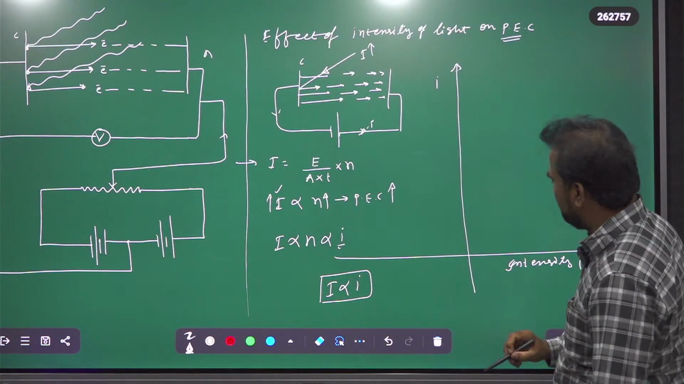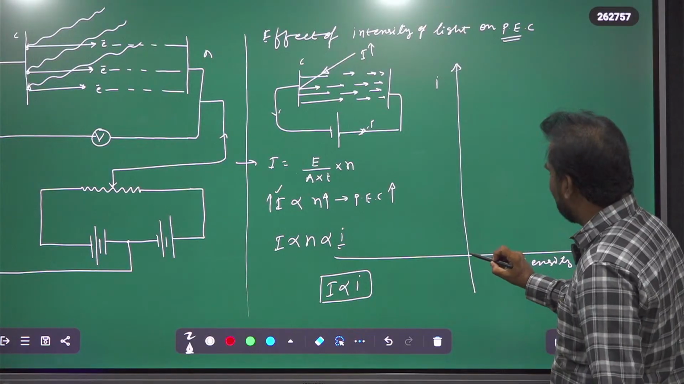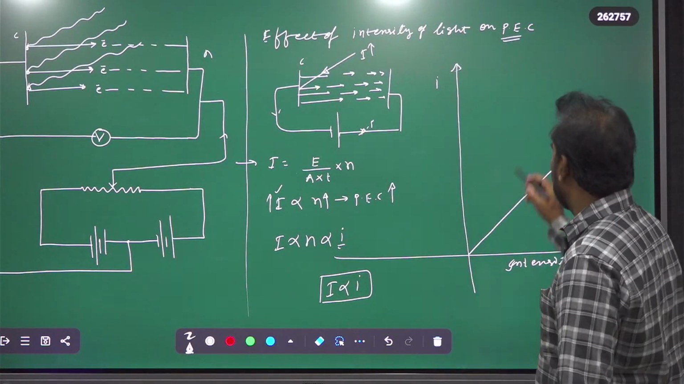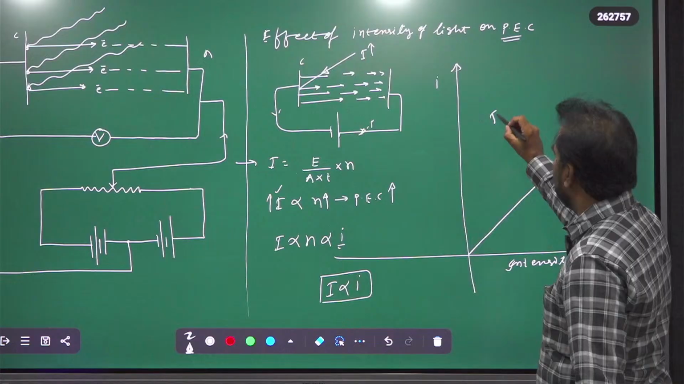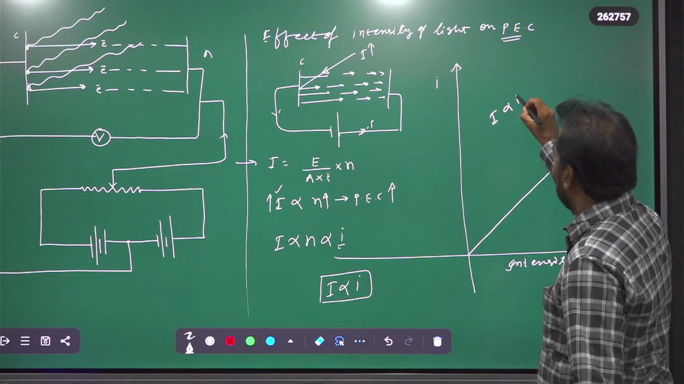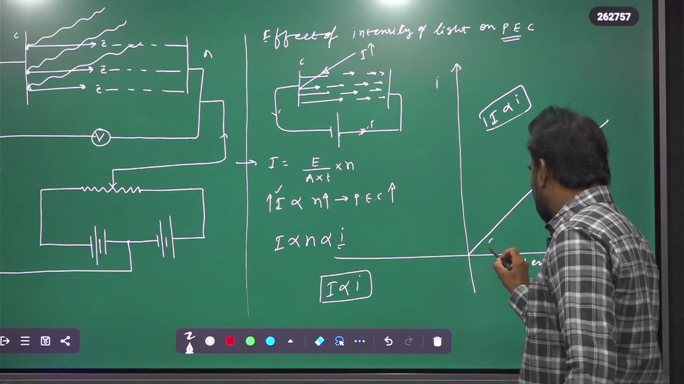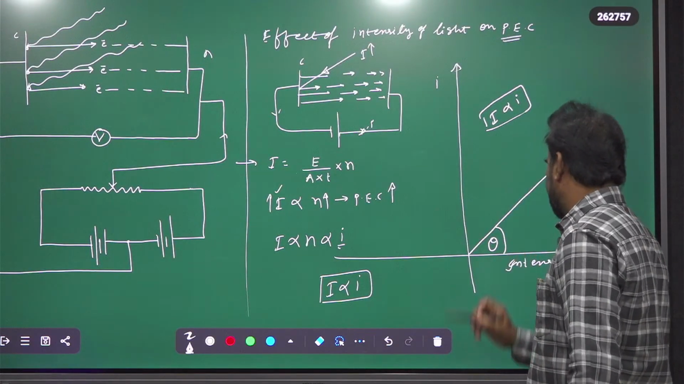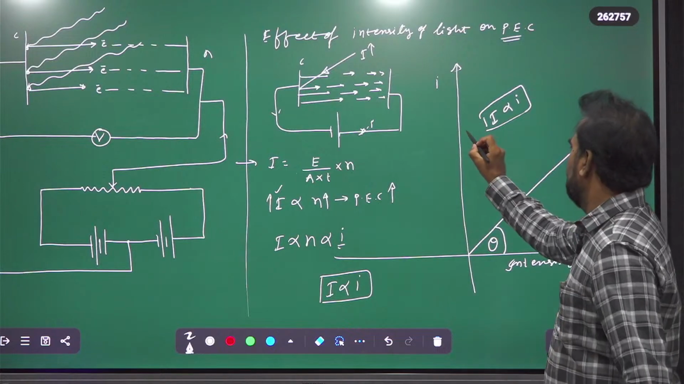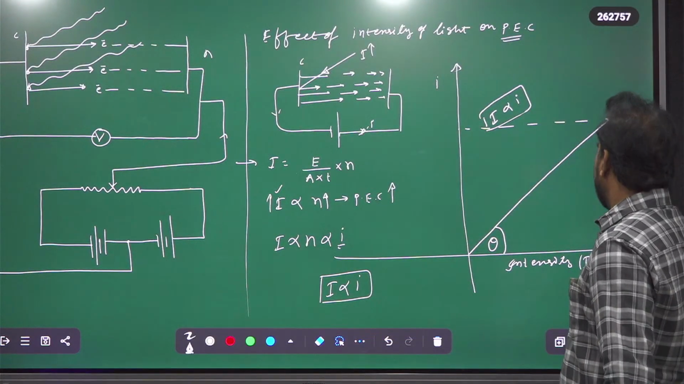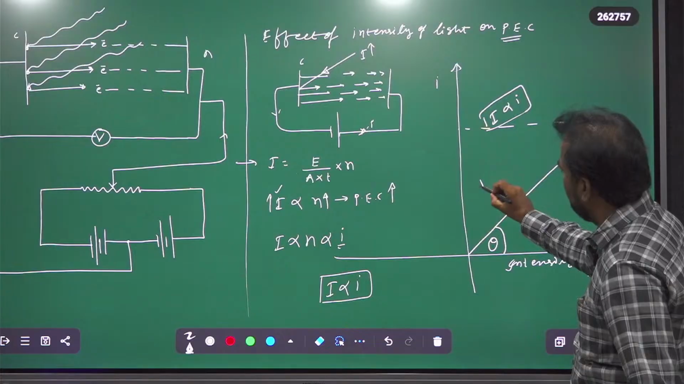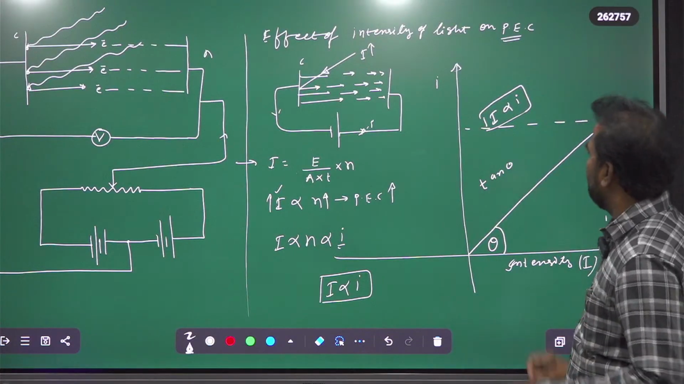What is the shape of the graph? The shape of the graph will be a straight line. Intensity is directly proportional to photoelectric current. This is the shape of the graph between I and V, which gives a straight line. The slope of the graph is given by tan theta. What is tan theta?